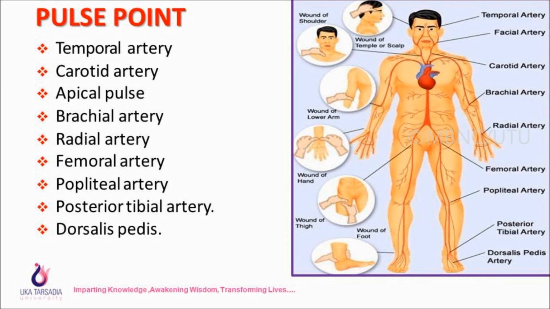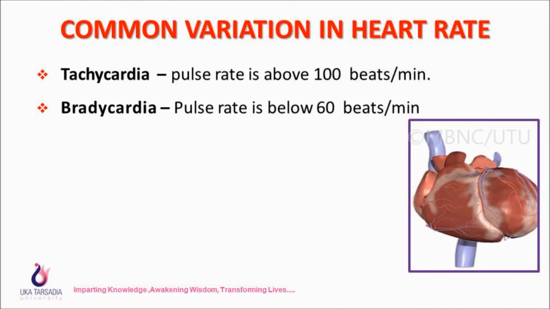Pulse points. In the picture, you can see the points where you feel pulse. The points are temporal artery, carotid artery, apical pulse, brachial artery, radial artery, femoral artery, popliteal artery, posterior tibial artery, and dorsalis pedis.